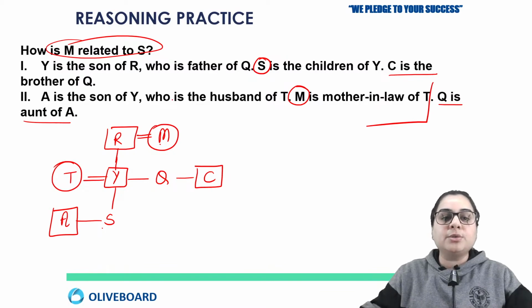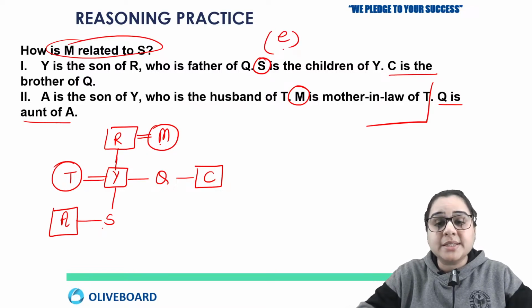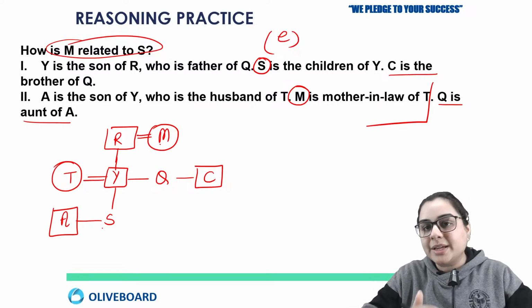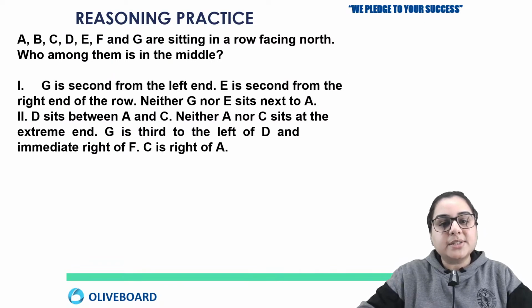So M is related to S, M is the grandmother of S, that we can tell in the solution, and hence the answer will be option number E, which says both statements 1 and 2 together are required to answer the question. Okay, so this is how you are going to solve this. Now let's try the next question.